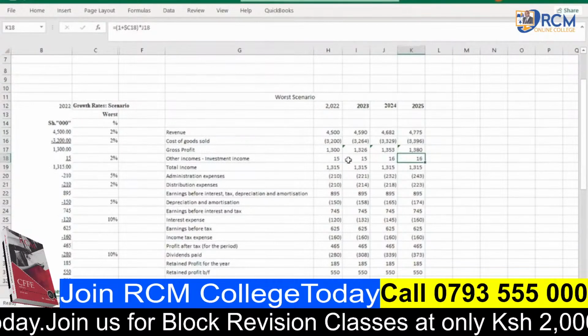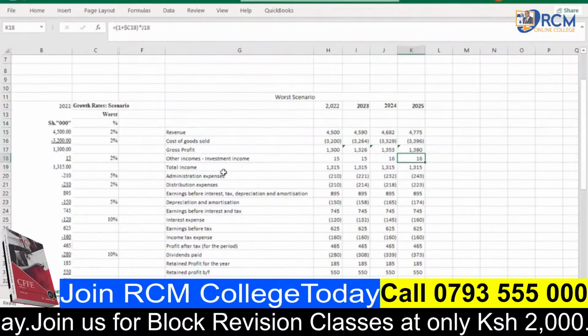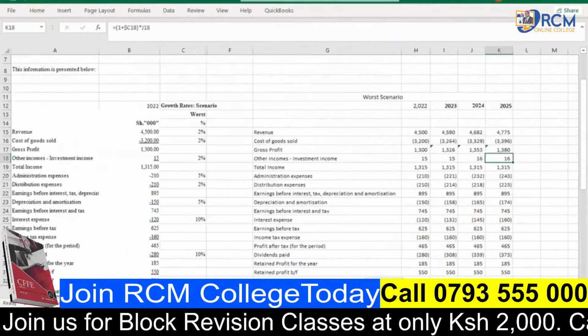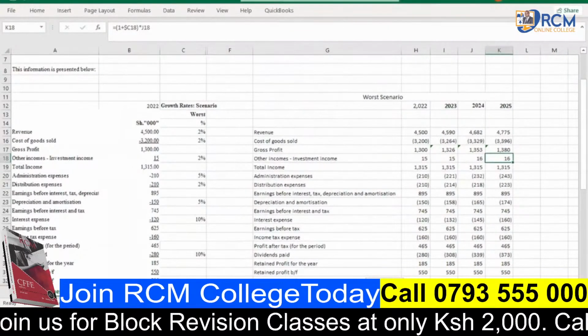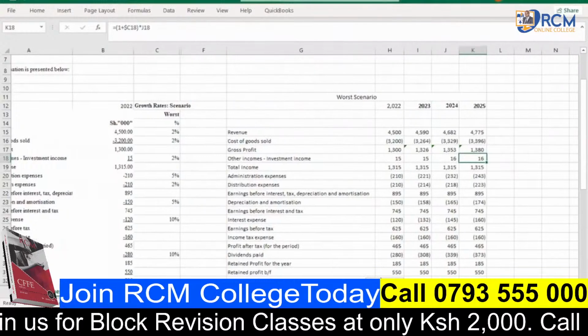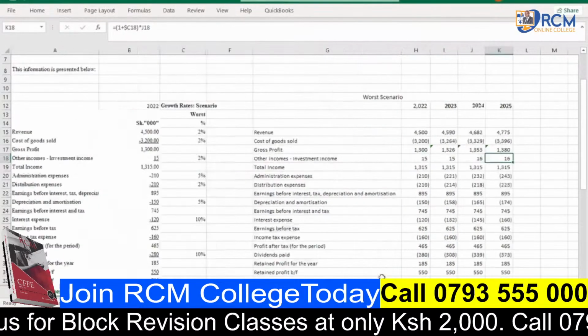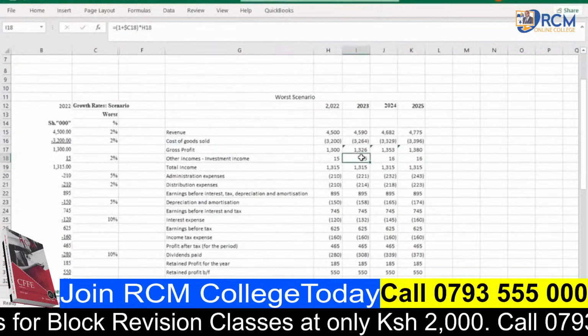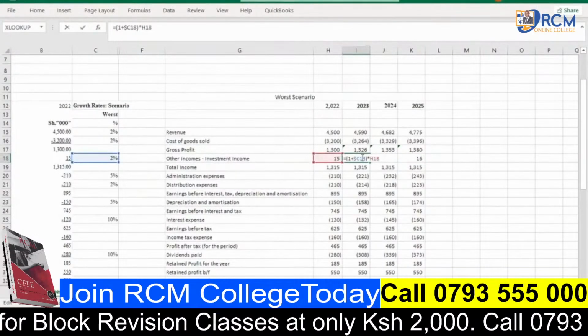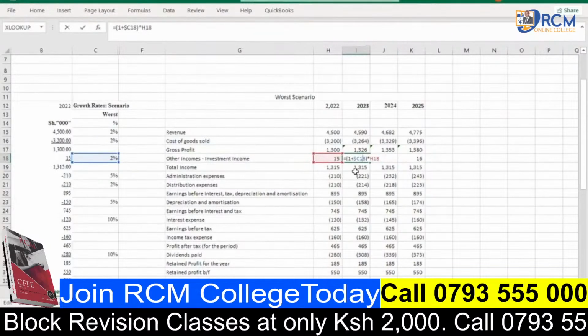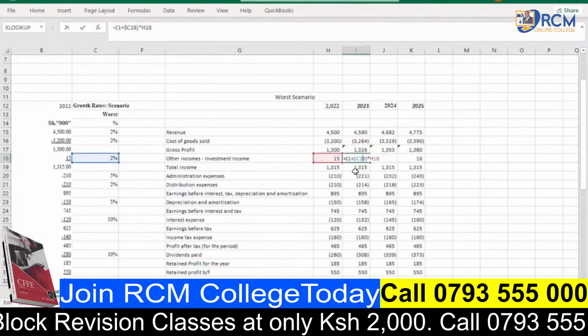Those ones are now correct. Then other investment income, what were we given under that? It is having a 2% increase. So that one is okay. 2% increase. Tukikuja hapa, it is a 2% increase. So that is it.